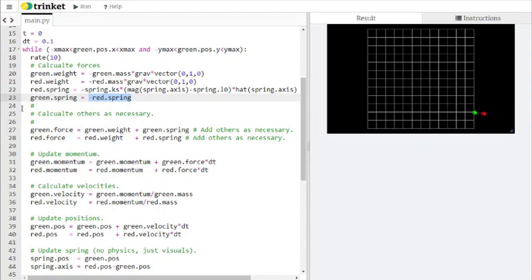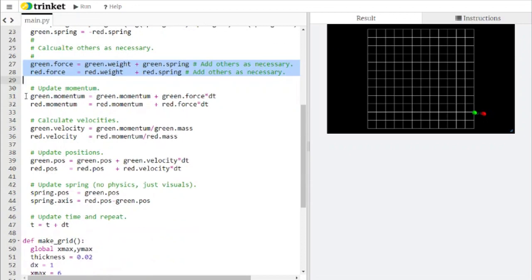And so then if you wanted to add other forces, like say you wanted to add a damping force, you could calculate that here. And then basically here we just add up all the forces. So if you were to add a damping force, you would just say plus green dot damping plus red dot damping here. And then we move along with the Euler-Cromer method.